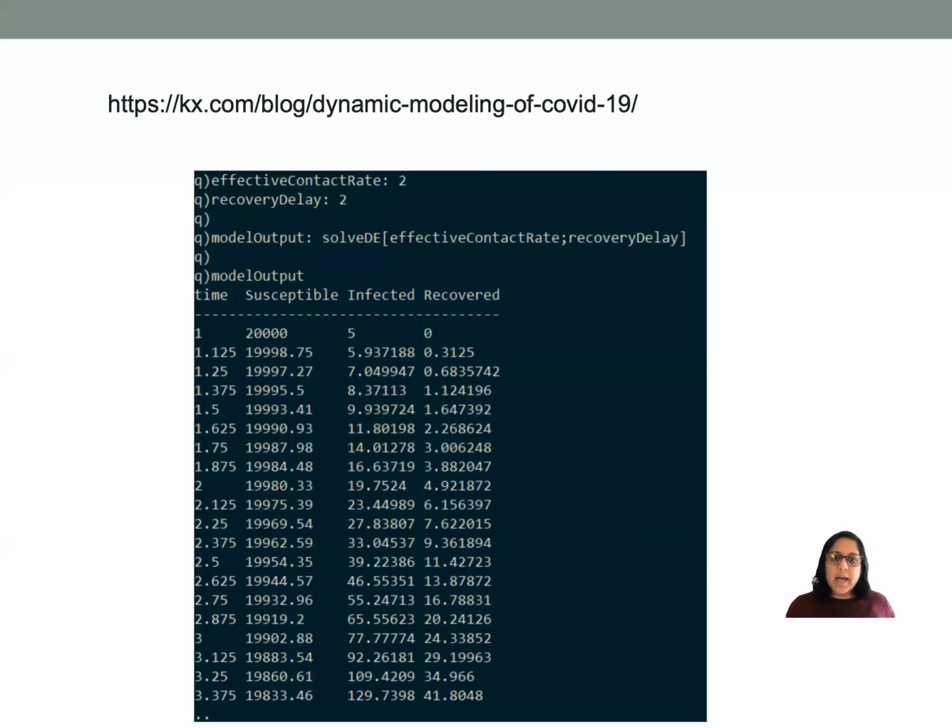And I should mention that I got this data from a website called kx.com, where they show dynamic modeling of COVID-19. Take a look at it if you would like, and you can see some simulations about this.